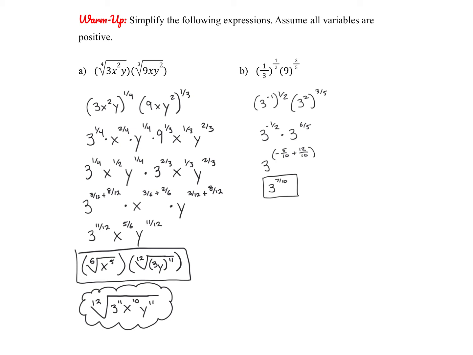And then for part B, we can multiply these two terms if we make the bases the same. So you can rewrite this as 3 to the power of -1 and 9 as 3 squared. So that gives you a product of two terms with exponents. So you just add up the exponents and you get 3 to the power of 7/10.